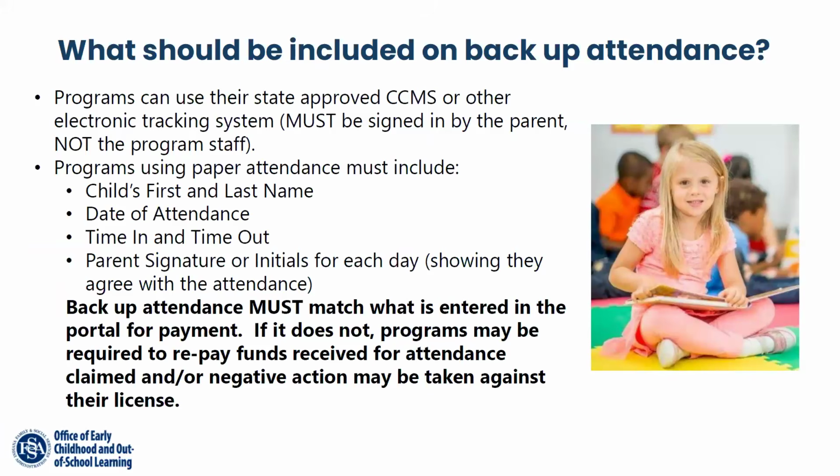So if you are using a paper backup method, what we are looking for there is the child's first and last name, the date of attendance, a time in and time out, and then a parent's signature or initials. Again, we want that done at least weekly so that the parent can see everything that you are entering, so that they agree with all of the days that you have marked them present or absent in the system.